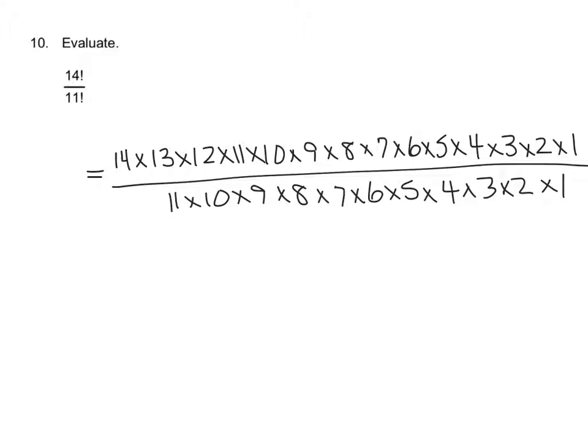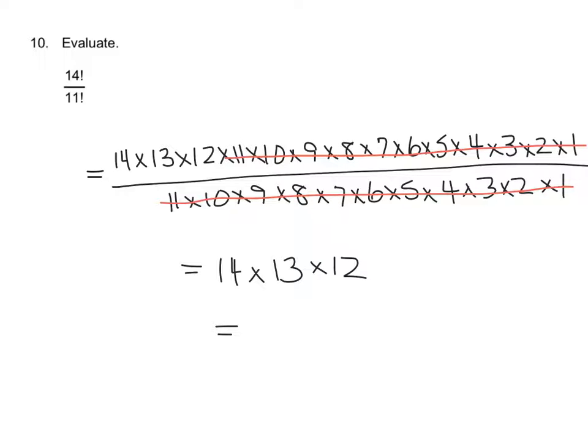So if we look at the top and bottom of this fraction, I'm going to cancel out like factors. If we look at the top, we have 11 times 10 times 9 all the way to times 1. And we also have that same thing on the bottom. So I can cancel the 11, the 10, the 9, the 8, and so forth on the top and the bottom. And that just leaves me with a 14 times 13 times 12 on the top. And I'm not dividing by anything on the bottom because I canceled all those factors out.